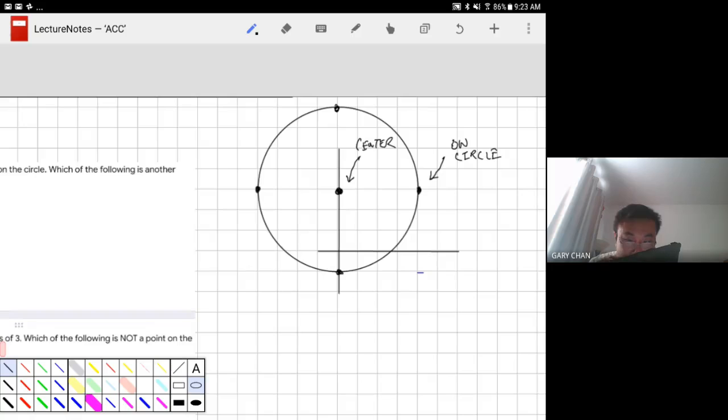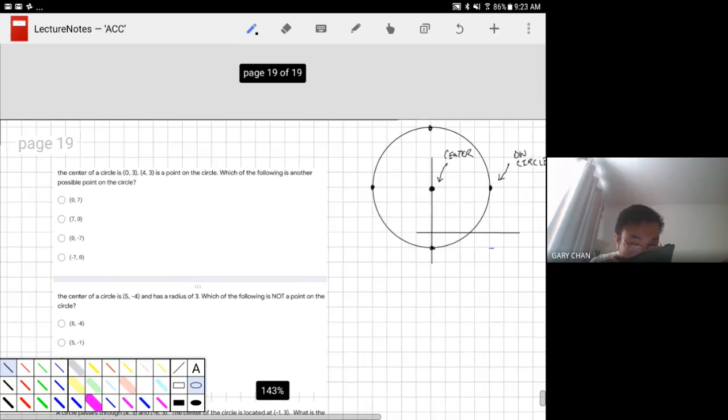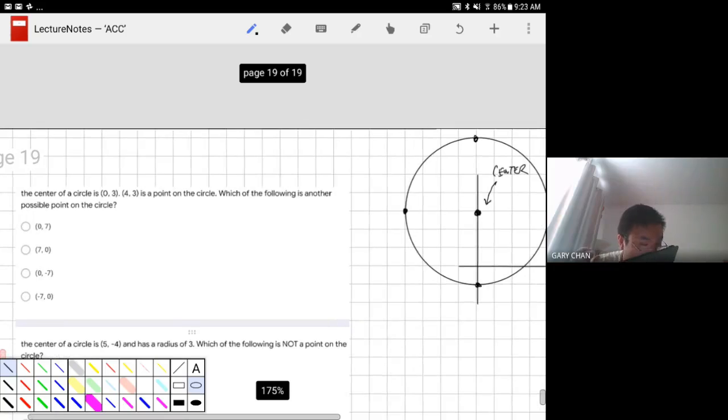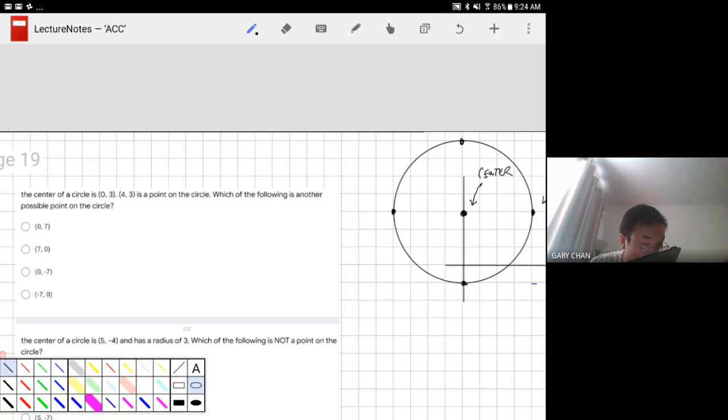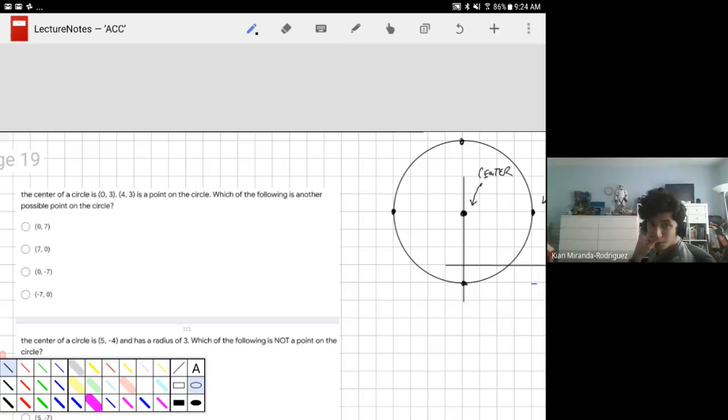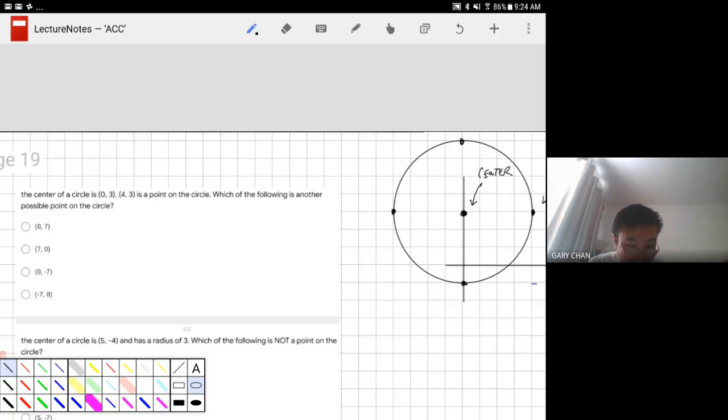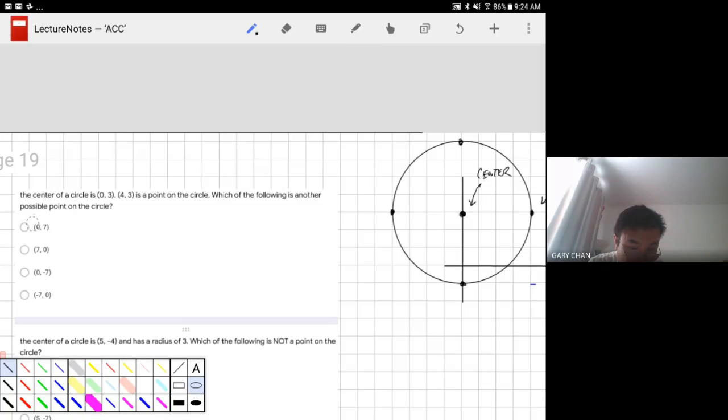Looking at the options now, which of the following is another point on the circle? Guys, which option would satisfy this the best? Is it (0, 7), (7, 0), (0, -7), or (-7, 0)? Which one would satisfy this the best? (0, 7), the first point. (0, 7), of course. I totally agree, Michael. Thank you for that.